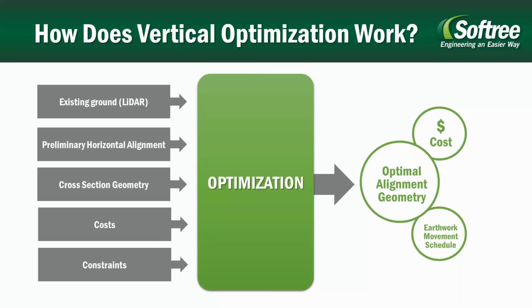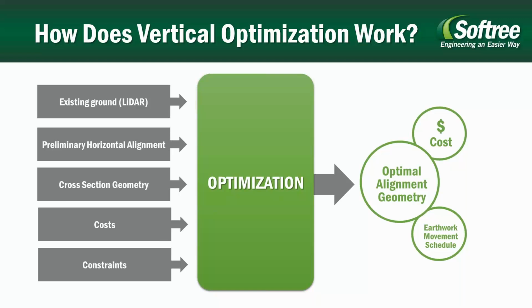There's a bunch of others that I think Matt will probably talk about when he's in there. That all goes into our optimization engine, and then we get three outputs after a whole bunch of fancy computational stuff that I am not technical enough to fully explain. But we do get our optimal alignment geometry, so a vertical alignment or profile that's been optimized, a cost, and something called an earthwork movement schedule that shows you how the different material types are moving, where they're moving, and the direction they're moving in.